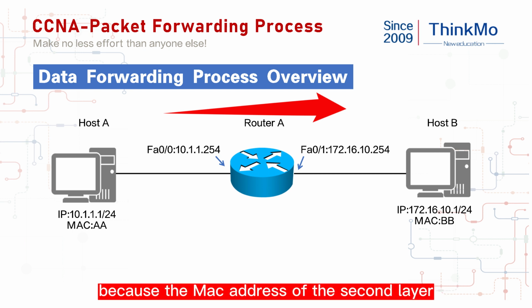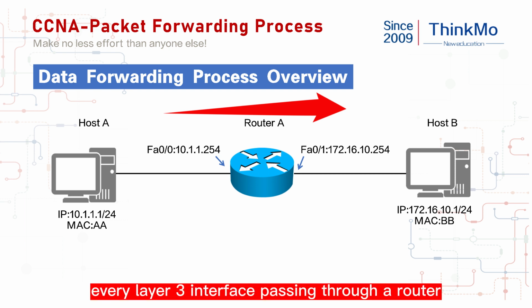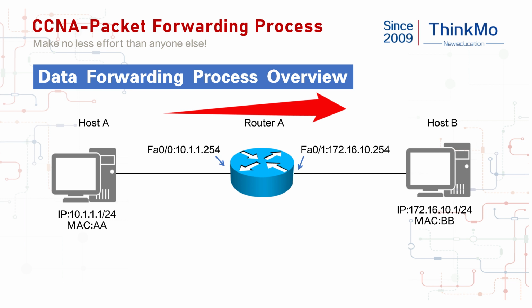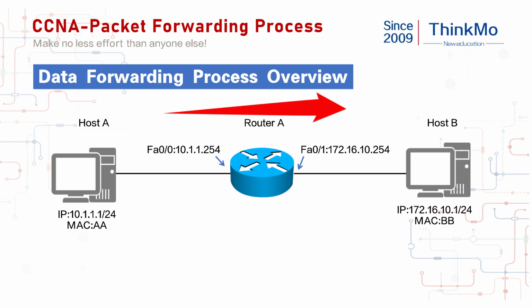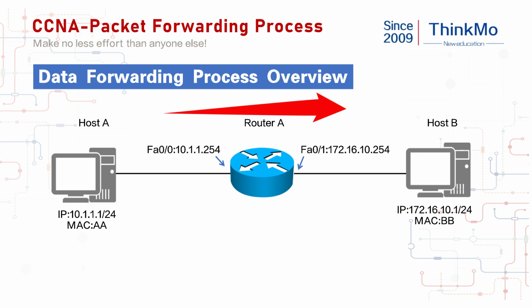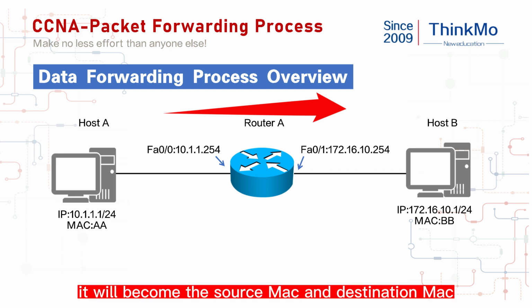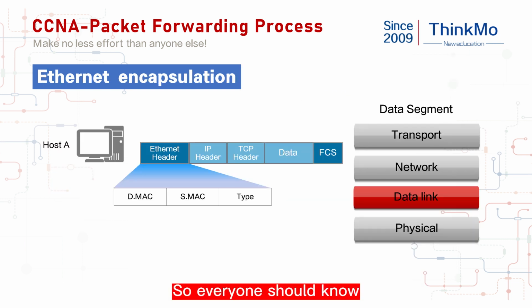Because the MAC address of the second layer actually works under a broadcast domain, or on a link. So every layer 3 interface passing through a router, that is, every interface now configured with an IP, has its own MAC. When we finally send the data, the second layer will be re-encapsulated. This encapsulation process means the source MAC and destination MAC on each link will change.